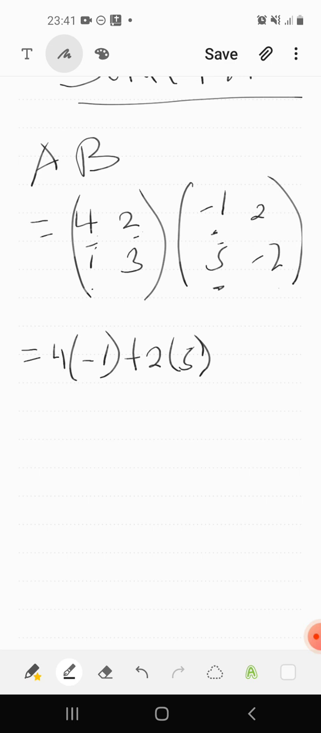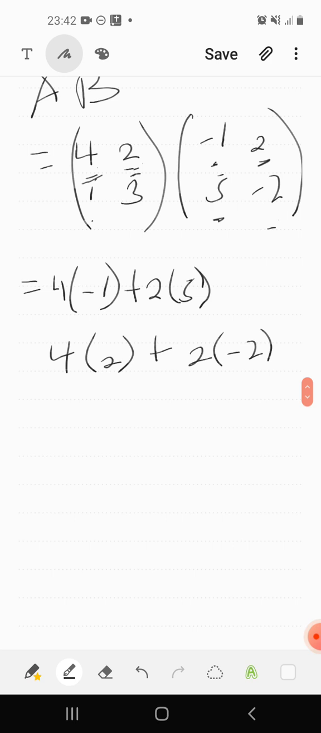Sorry, 4. We are starting with 4. So 4 will multiply what? 2. So we have 4 multiplying 2. Then we bring the addition sign, plus. Then this 2 will multiply -2. So you have 2 multiplying -2. Then we are done. The first row has multiplied the first column and has multiplied the second column.